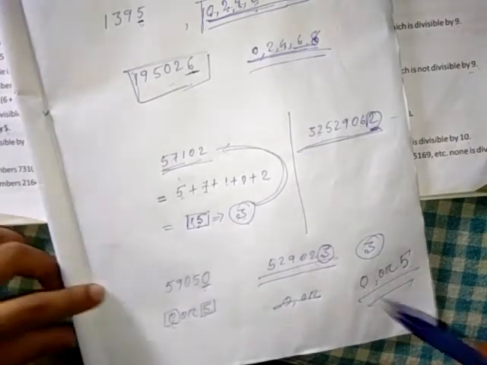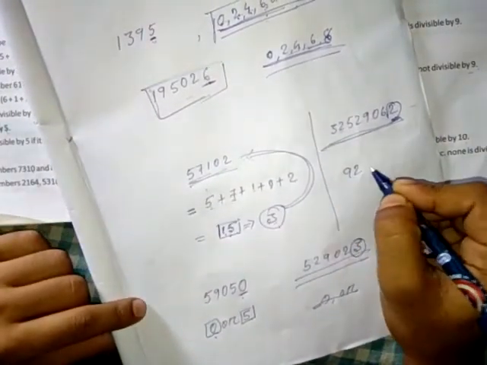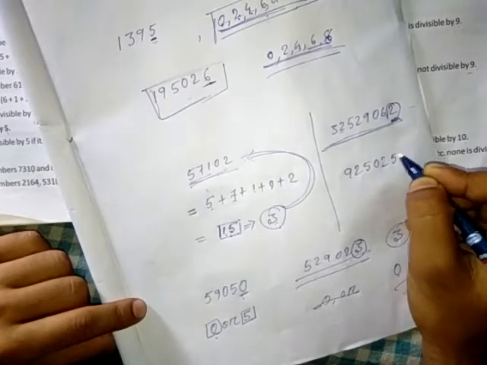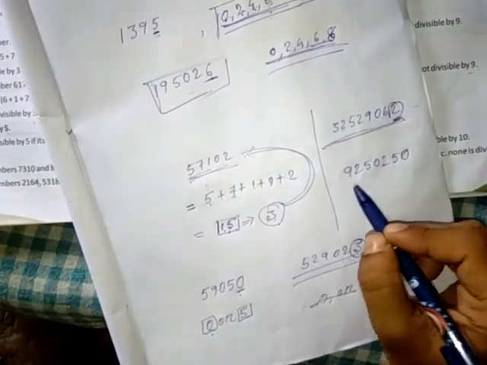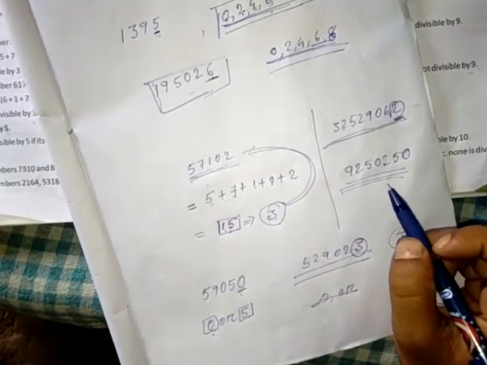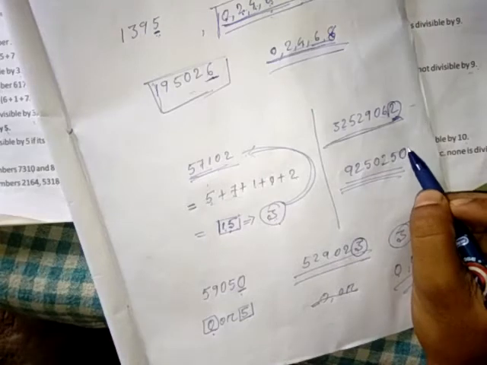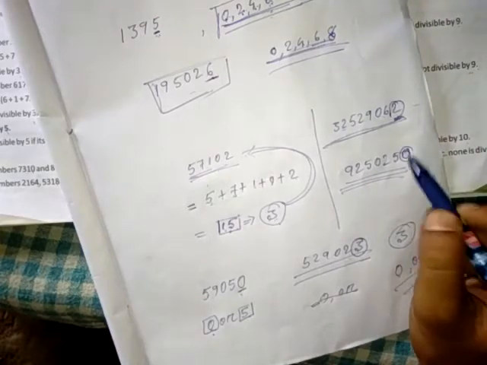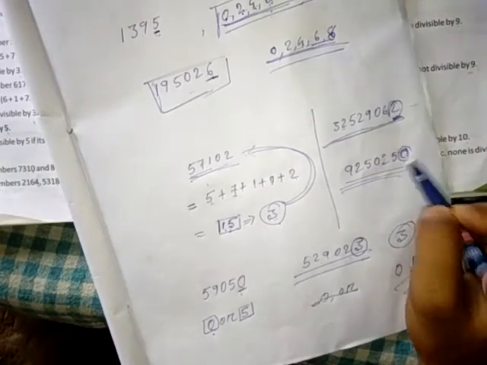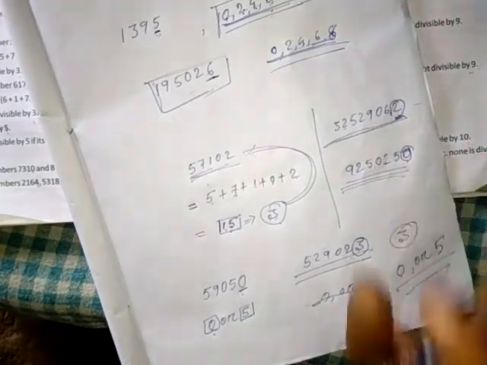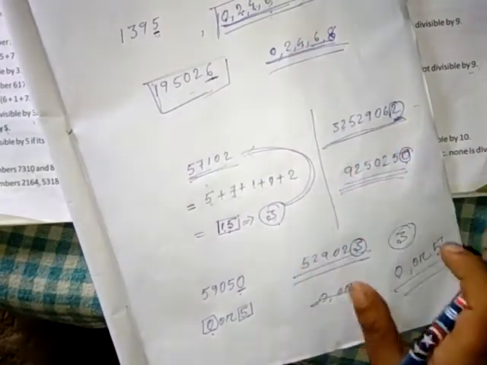I am taking another example, 9250250. Is this number divisible by 10 or not? Yes, this number is divisible by 10 because its unit place is 0. If the unit place is 0, then only the complete number is divisible by 10.